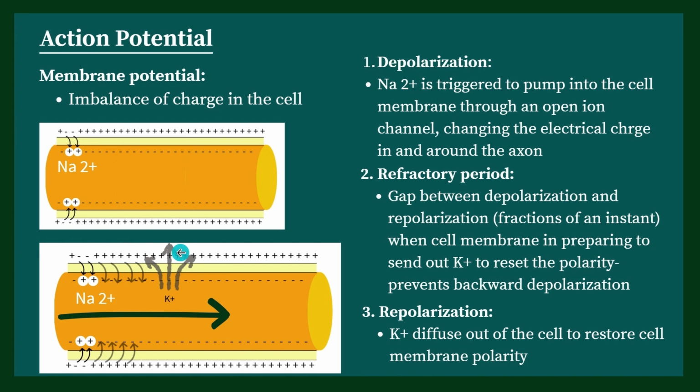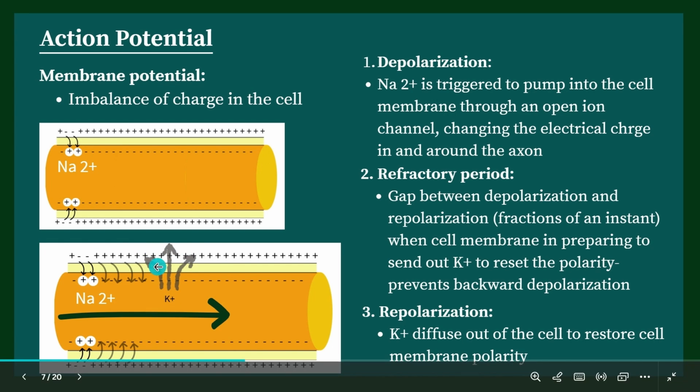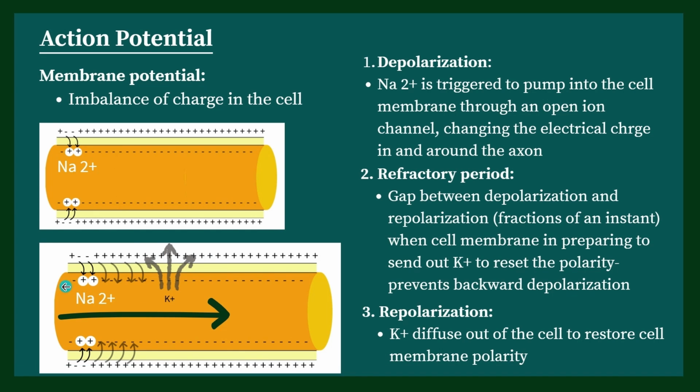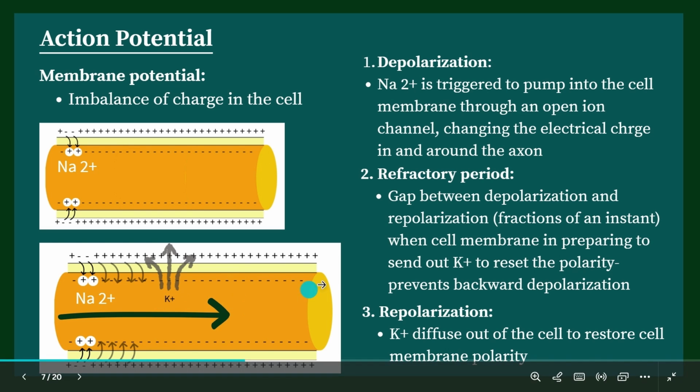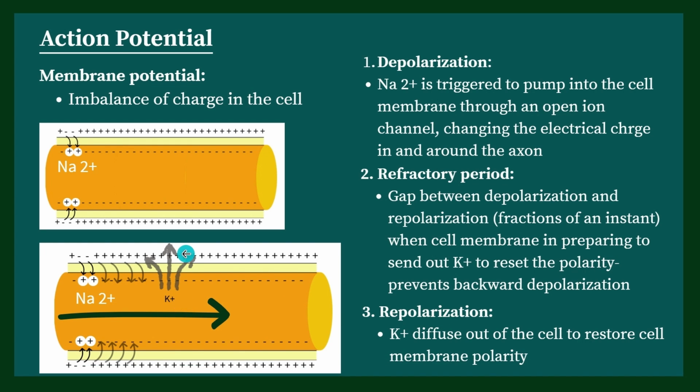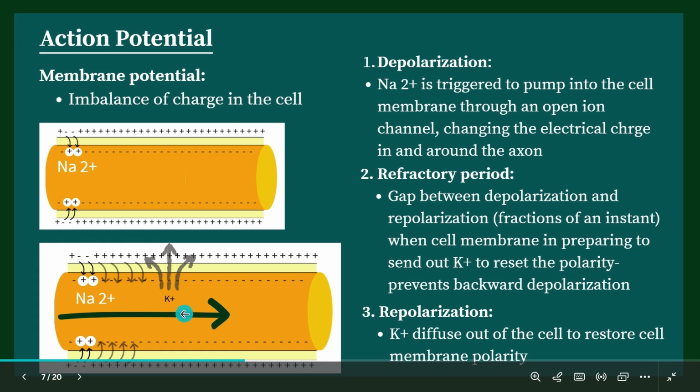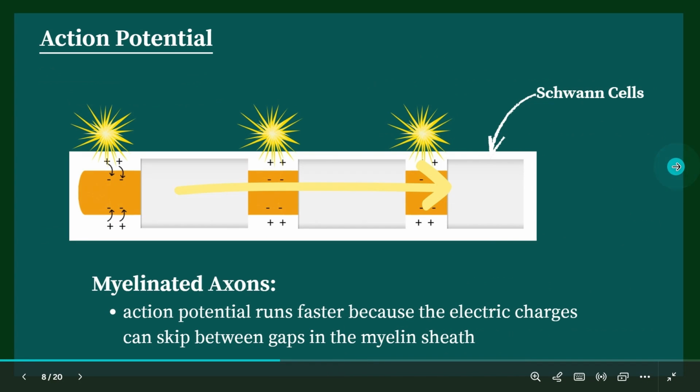So it pushes it, it goes back out, which forces more sodium in, and it just goes down the chain in the direction from the cell body down the axon to the synapse. It's one direction because of this refractory period, this gap that prevents it from going backwards. Repolarization is the name for when the potassium goes back out and creates another overly positive environment inside of the axon. So those are three terms that are important to know for how the action potential carries out.